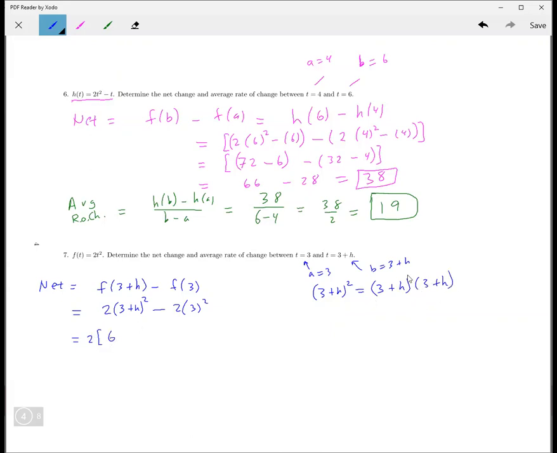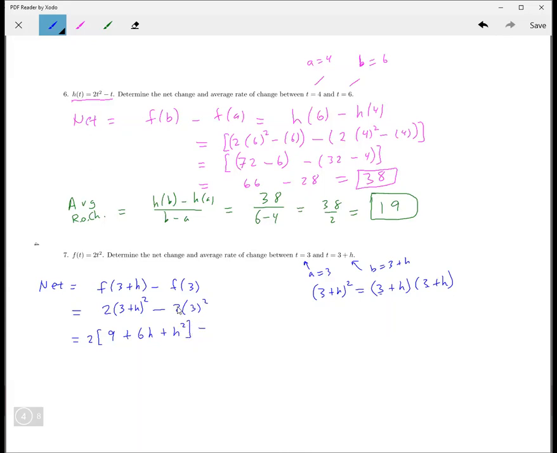So the first ones are going to be 9. So 3 times 3 is 9. Then 3 times h is 3h, and then the inside is also 3h, so that's plus 6h. And then the last ones are h times h, that's h squared.